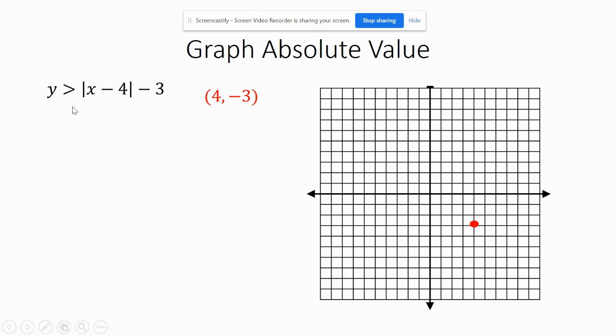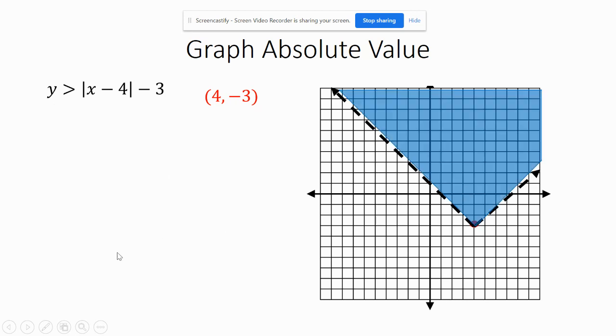The slope is a 1, so it's up 1 over 1. And notice this one has no bar, so it's a dashed line or dotted line because the line is not part of the solution. And here, if I'm standing on this, I'm looking for y values that are larger. Well, larger than this means I'd be going up from here, so I shade above.